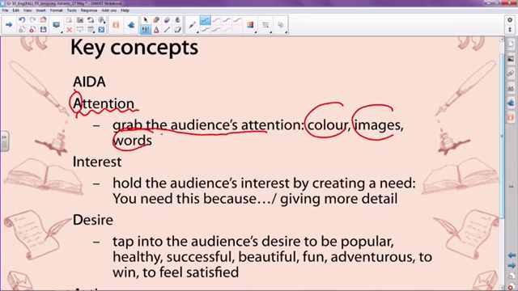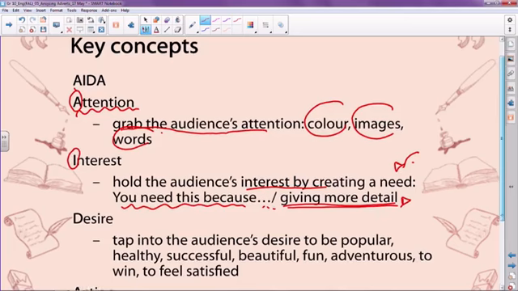Once you've caught the audience's attention, you want to maintain their interest, and that's where the I comes in. So you've got their attention. How do you hold the audience's interest? Here you could create a need. You would suggest you need to buy this because, or you could give some more detail just to keep the audience looking at the advert for a little bit longer.